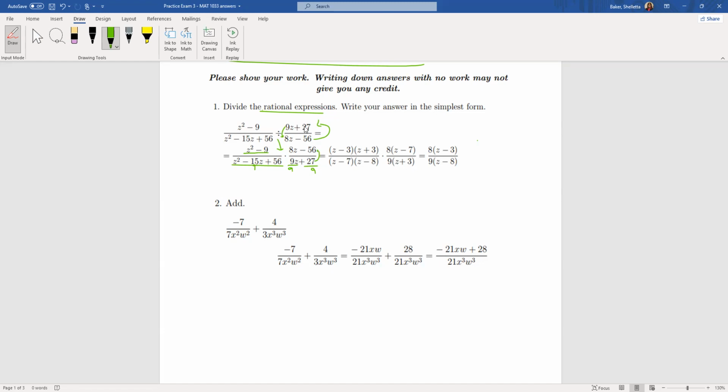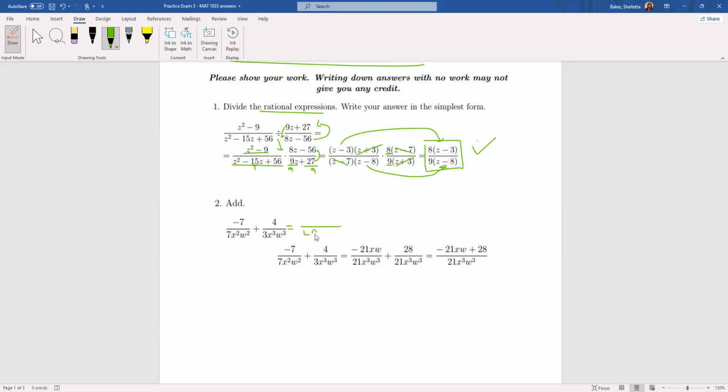So then we want to simplify that, right? So we took that 9z plus 27, we moved that to the denominator. When it comes time for us to simplify, we want to cancel out any like terms. The z plus 3s can cancel, and the z minus 7 can cancel. So we're left in the numerator with 8 times z minus 3, and the denominator 9 times z minus 8. This is our answer.